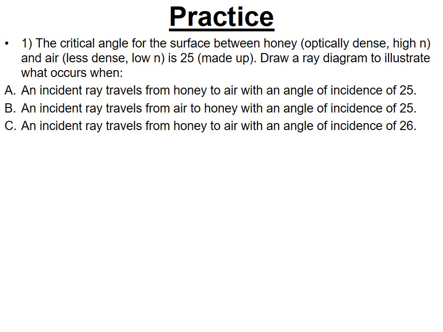And now we're going to take a look at how to represent a diagram with total internal reflection. I want you to try these ones on your own first and come back and check your answers once you've actually attempted them. So the critical angle for the surface between honey, optically dense, which has a high N, and air, less dense, so a low N, is 25 degrees.